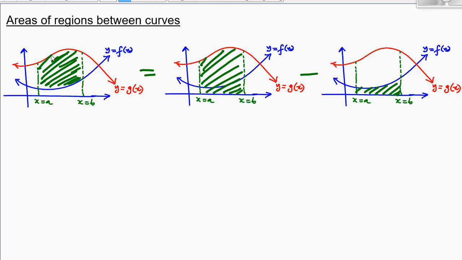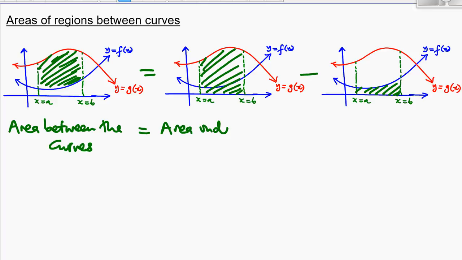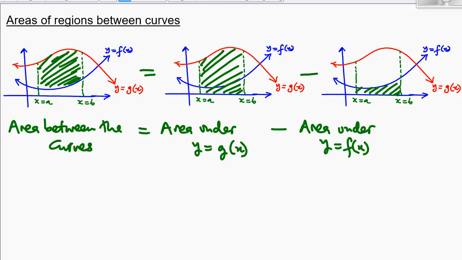So the area between the curves will be equal to the area under y equals g of x minus the area under y equals f of x. Good. So how can we represent this using definite integrals?